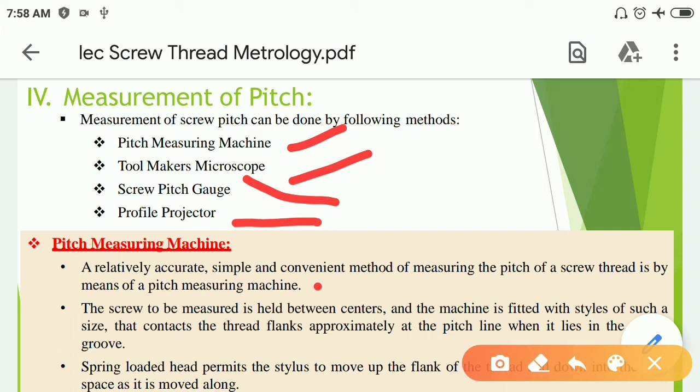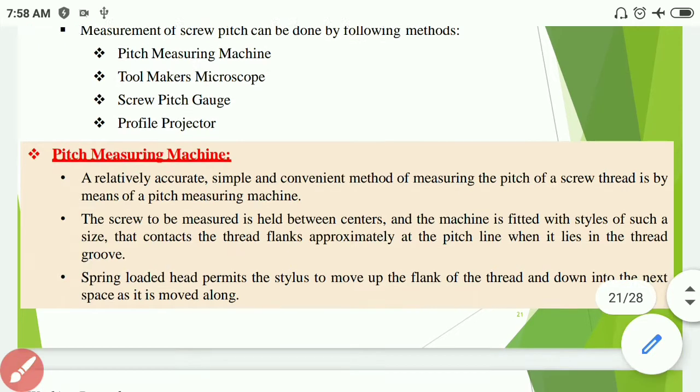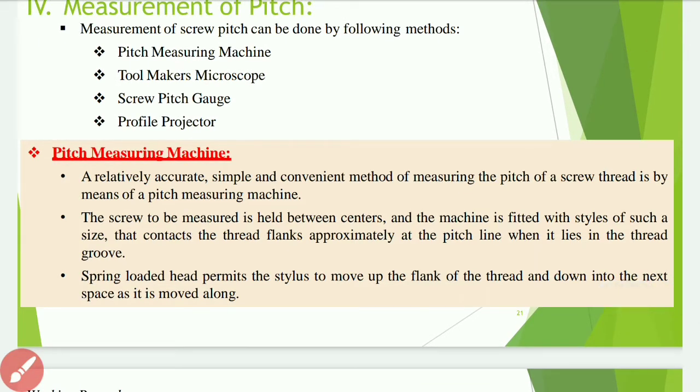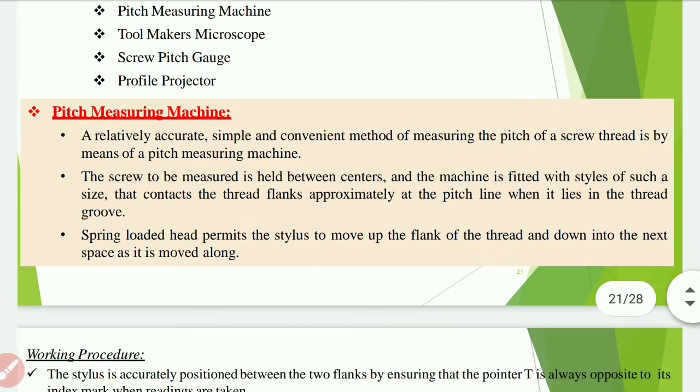The screw to be measured is held between the centers and the machine is fitted with a stylus of such a size that it contacts the thread flanks approximately at the pitch line when it lies in the groove. Spring loaded head permits the stylus to move with the flank of the thread and down into the next space as it is moved along. Let us understand with the figure.